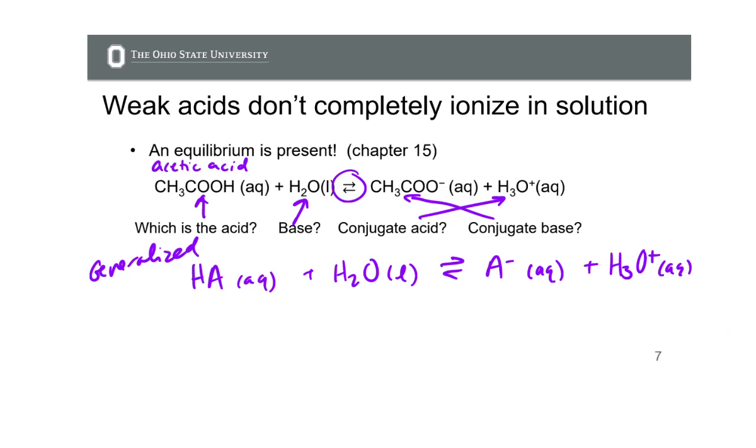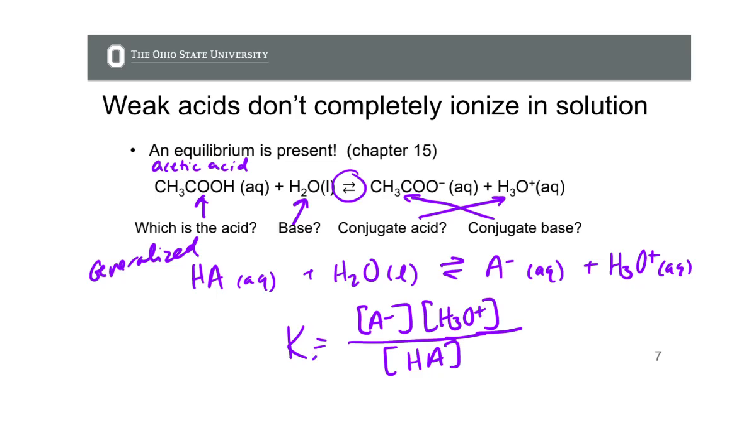And then in writing that, it makes writing our equilibrium expression also very easy. It will look the same every time. Our equilibrium constant is going to be equal to the concentration of products over reactants. And again, we have water in this equilibrium, which is a liquid, so we're going to ignore that in the equilibrium constant expression. So that means we'll have K is equal to the concentration of A minus times H3O plus divided by the concentration of HA. And this is given a special symbol for its equilibrium constant, K of A. So A for acid.